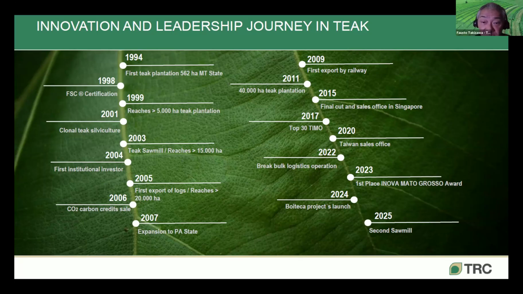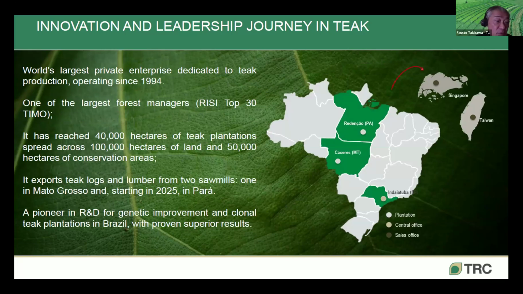Next slide, please. Since 1994, we have built the world's largest private enterprise dedicated to Teak, managing 14,000 hectares of Teak plantation and 50,000 hectares of conservation areas. We lead not only in scale, but innovation, pioneering clonal plantations and genetic improvement with superior results. Today, our Teak flows from Brazil to the world, powered by vision, science, and sustainability. We have plantations in the north of Brazil, the Redenção region and Cáceres region. In the south of Brazil, in Itatiba, we have only a central office.